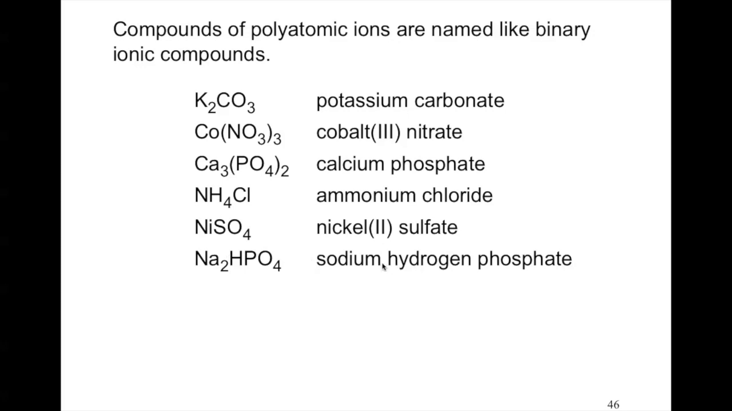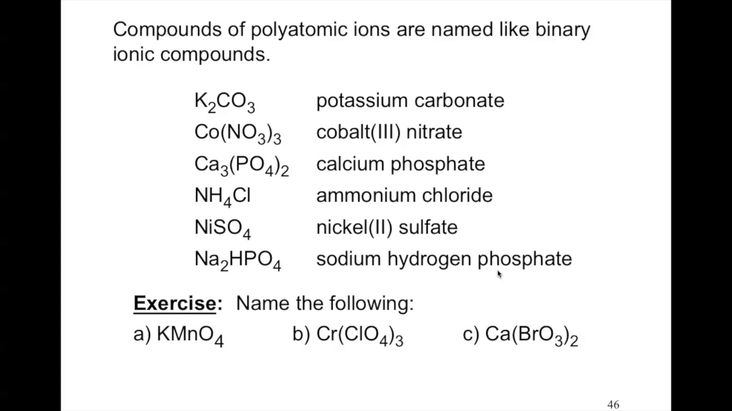In the last example, sodium hydrogen phosphate, the hydrogen phosphate is a polyatomic ion that has the formula HPO4 2-. As a consequence, we need 2 sodium +1 ions to counterbalance that charge. So this is sodium hydrogen phosphate. We don't have to say disodium hydrogen phosphate. Everything that we need to write the formula is inherent in the name. If we had the formula NaH2PO4, so we had the ion dihydrogen phosphate, we would name that sodium dihydrogen phosphate.